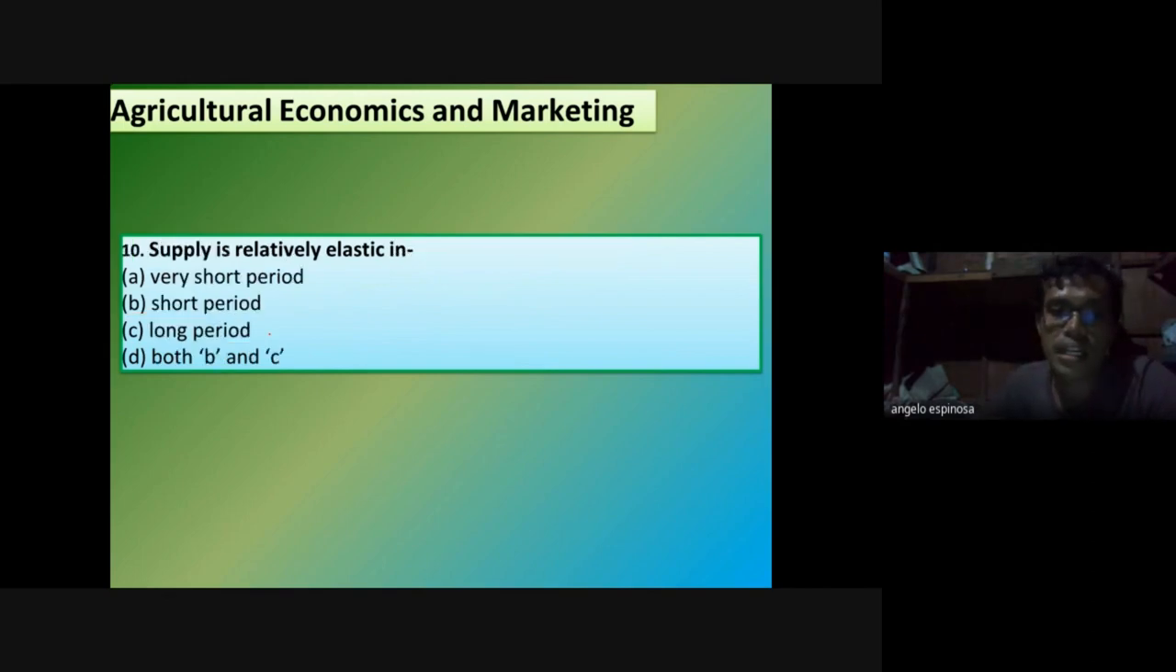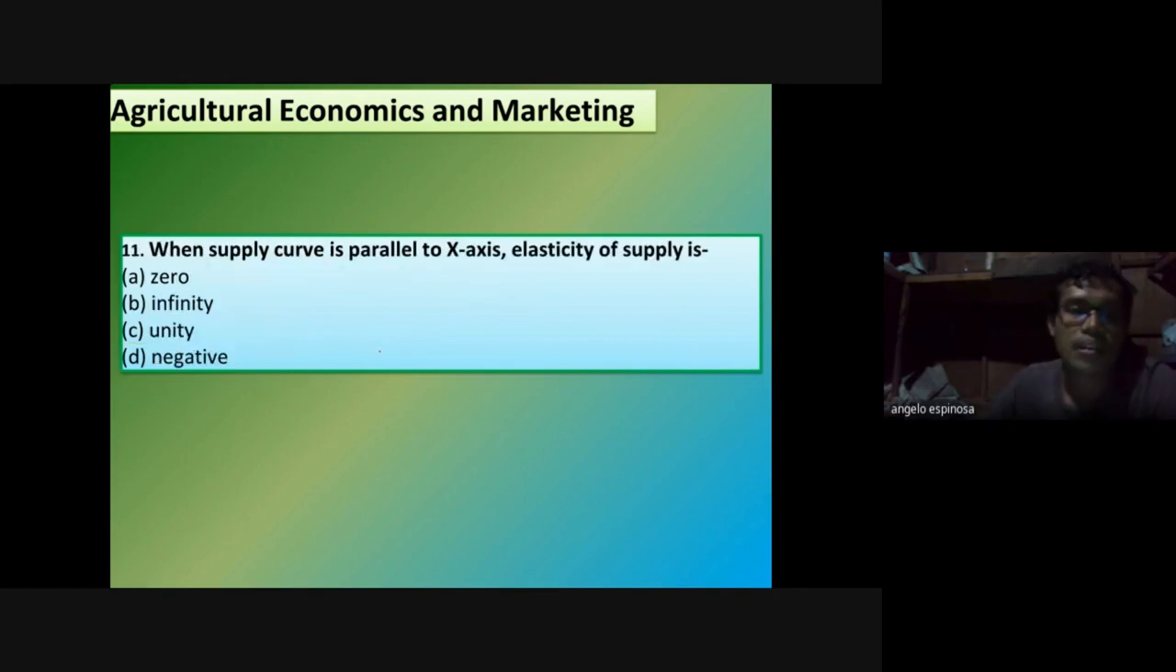Number 10. Supply is relatively elastic in what? The correct answer is letter D, short period and long period of time. Number 11. When the supply curve is parallel to the x-axis, elasticity of supply is... that is being negative. The correct answer is negative.